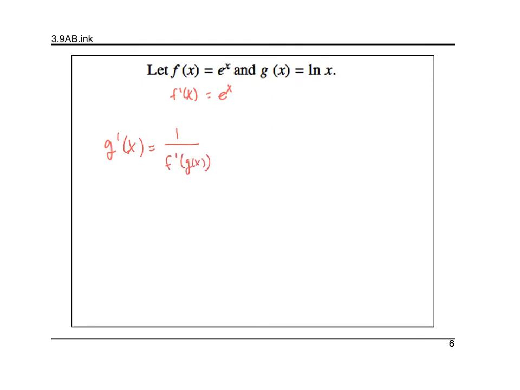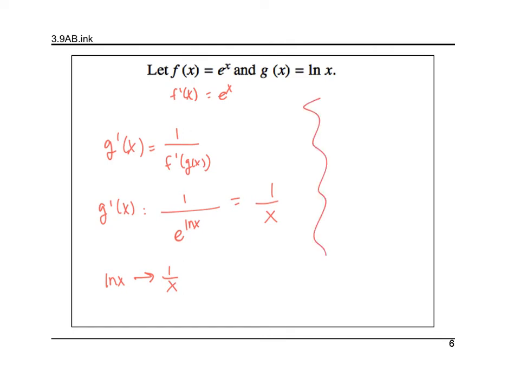So I'm just going to prove this, and then once we have it proven, we've established a rule. So using this, g prime of x is then going to equal 1 over f prime of g of x. So f prime is e to the x, so we would have e to the ln x. E to the ln cancels out, and we just have x, which means that this simplifies to 1 over x. Okay? So the derivative of ln x is always going to derive to 1 over x.